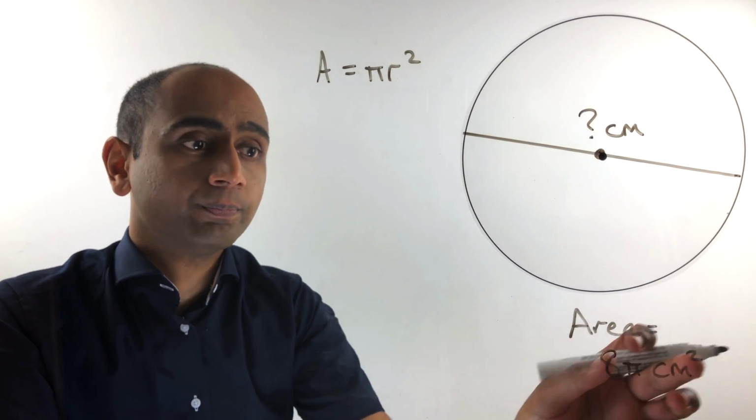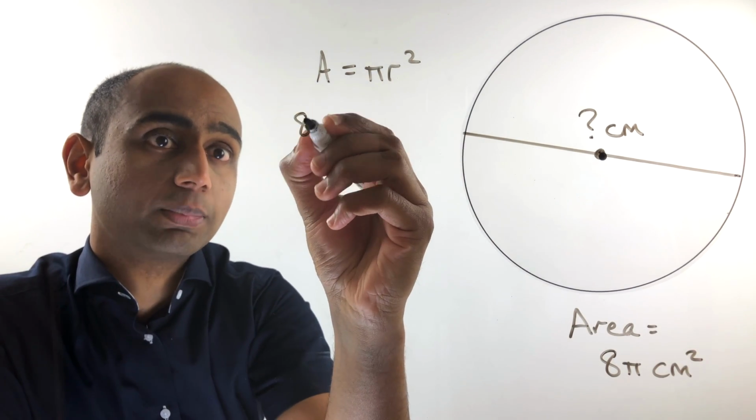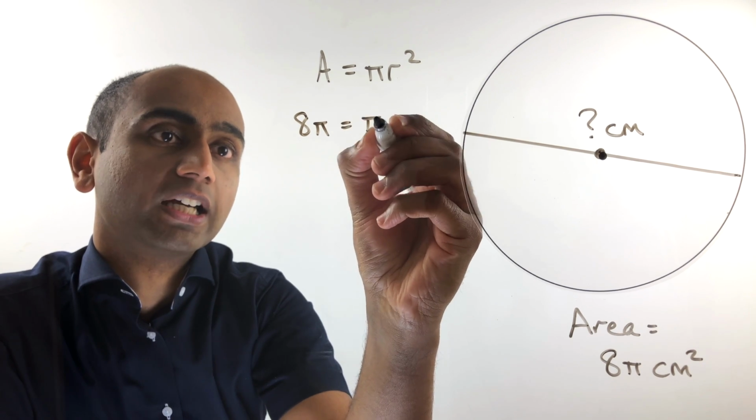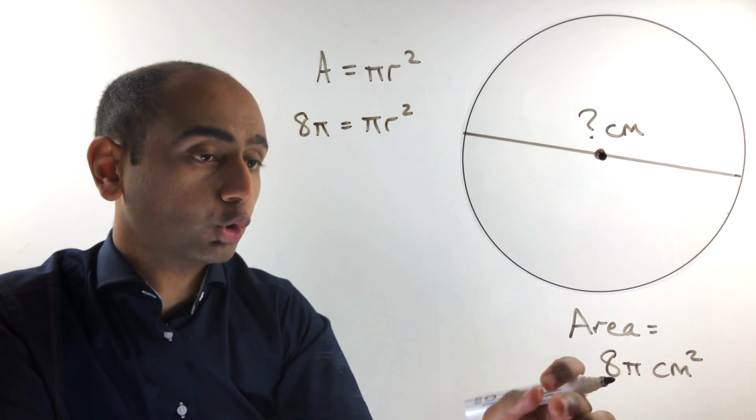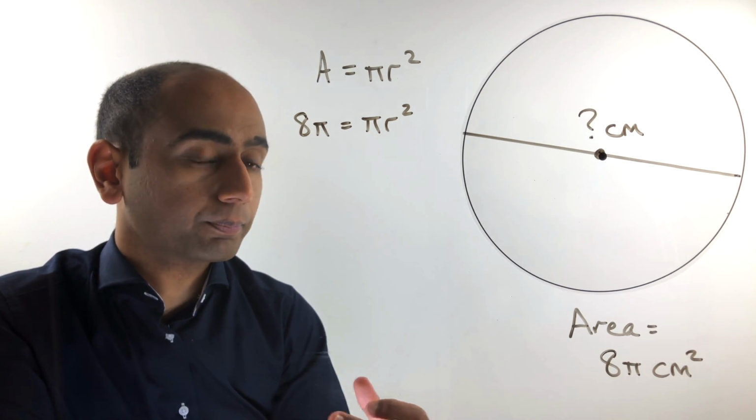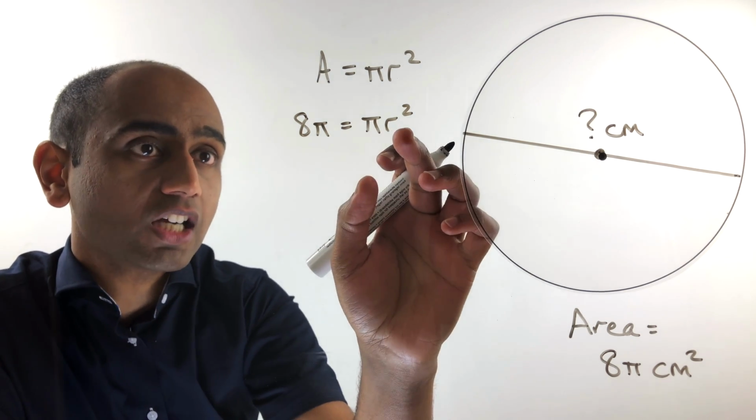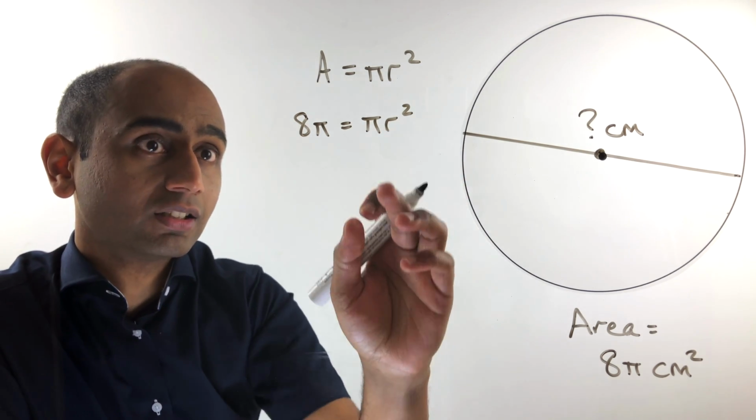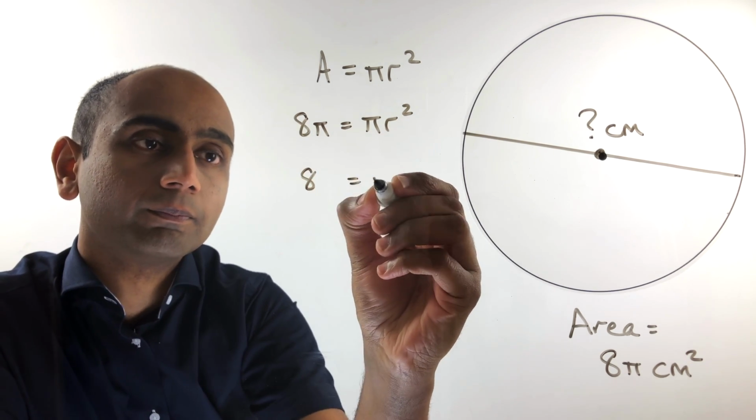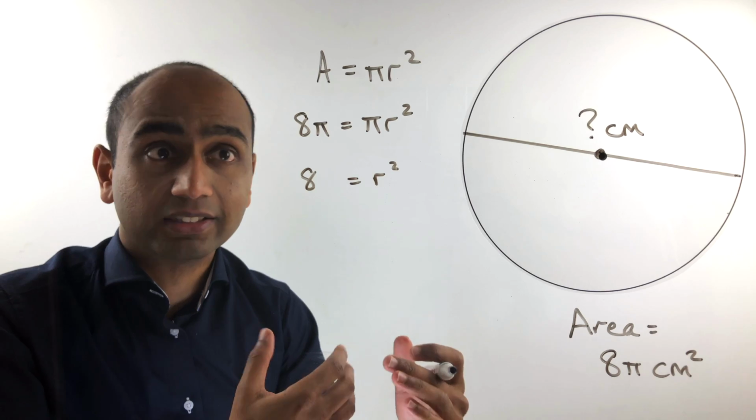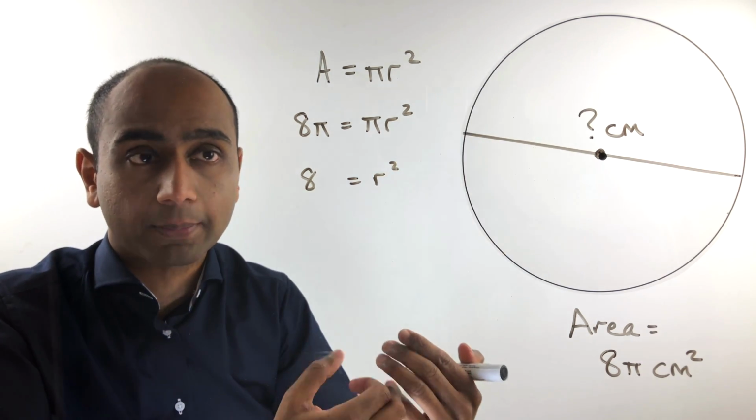Here's the answer then. We're going to substitute this area into the formula. So we know that 8 pi equals pi r squared. In this example, we were given the area in exact form. It's a number in terms of pi. So 8 pi equals pi r squared. That means r squared has to equal 8. 8 lots of pi is indeed 8 pi. Alternatively, you can think of this as simply dividing both sides of the equation by pi.